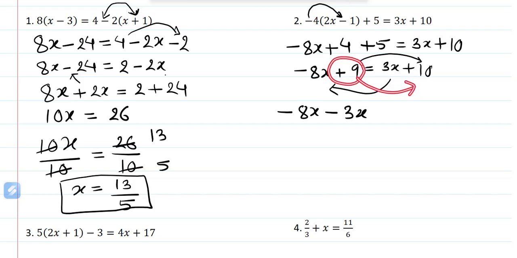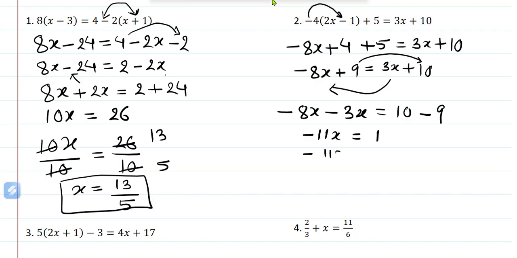That means 10 minus 9. So minus minus you add. So this is now minus 11x is equal to just 1. Now you can divide both sides by minus 11. That will be now 1 divided by minus 11. So this minus 11 cancels. That simply means x is equal to minus 1 divided by 11.